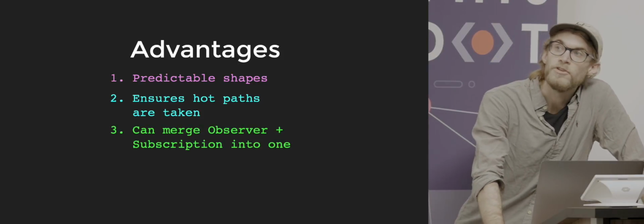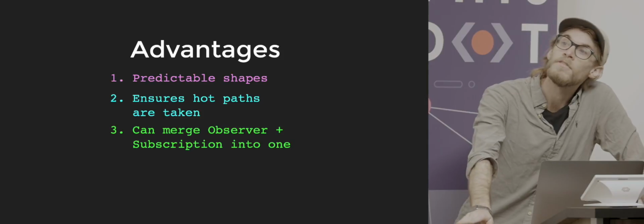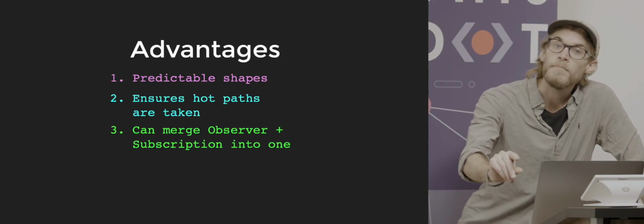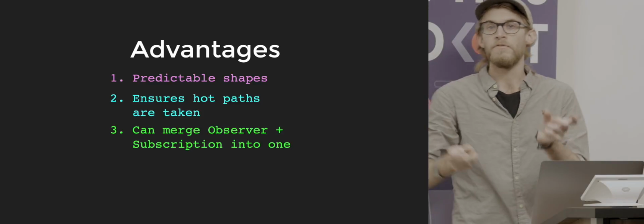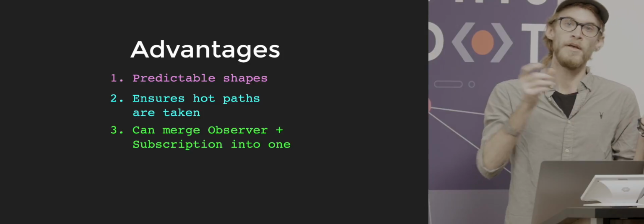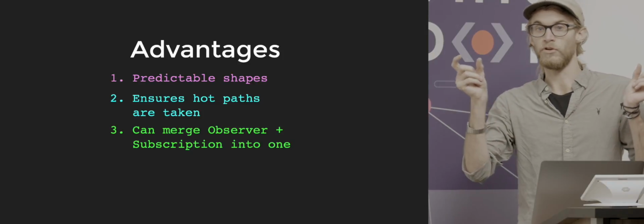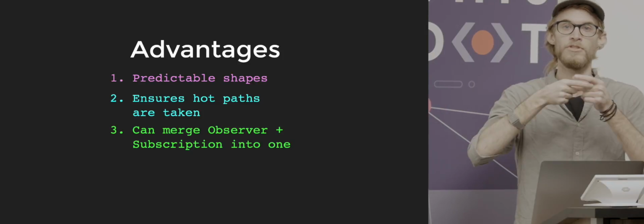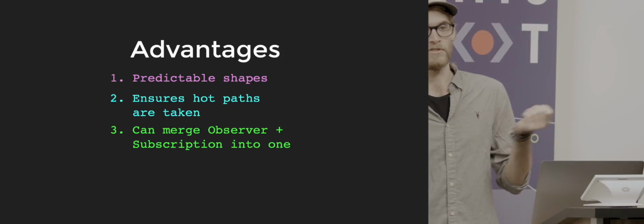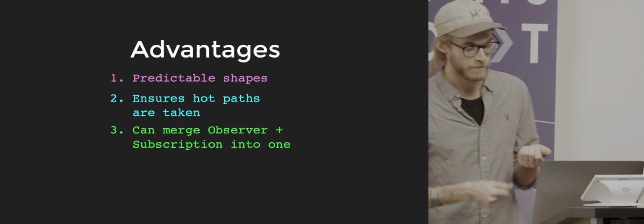What this also allows us to do, which is sort of unrelated to the operators themselves, is merge the observer and the subscription type. So rather than having a pair of subscription, which represents the thing that was returned from subscribe, and the observer, which is the thing that you created to subscribe, we can actually merge those two together in a single instance and just have one instance instead of two. So we save on allocations that way.